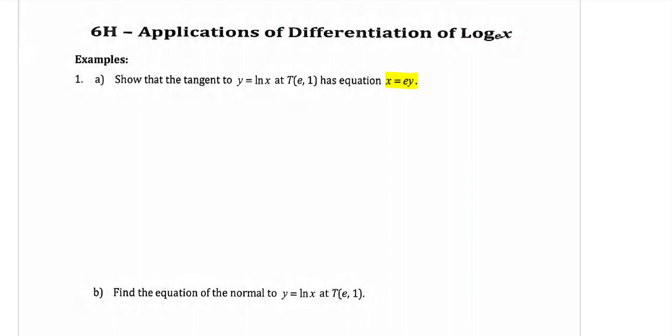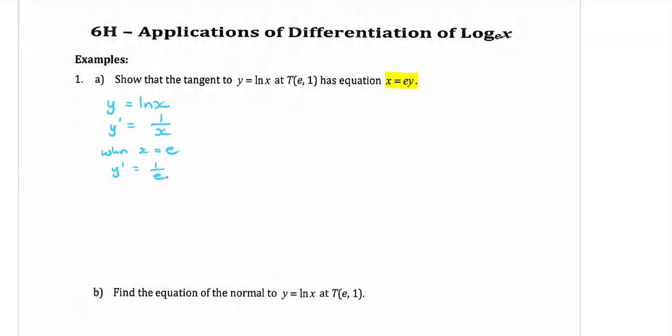So we are starting with y equals ln of x. It's a tangent that I'm after, so I have to differentiate. The derivative is 1 over x. Good. Okay, I want the gradient at this point that I've been given, which is when x is equal to e. So I'm going to sub that in. When x equals e, my derivative will be 1 over e.